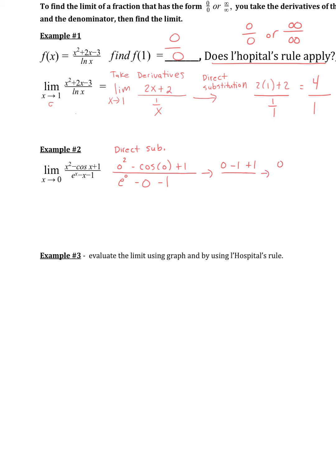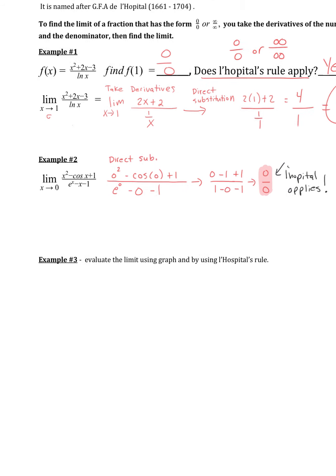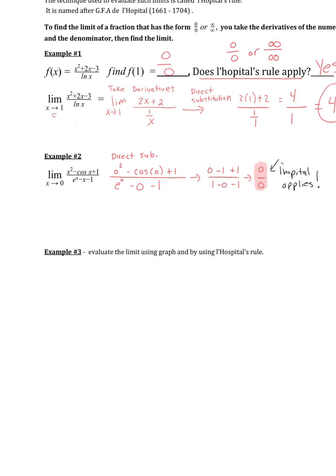On the bottom, e to the 0 gives us 1. Anything to the 0 power is 1. Minus 0 minus 1. That also gives us 0. So when we do direct substitution, we have an indeterminate form. That tells us that L'Hopital's rule applies. So now we go ahead and take the derivatives of both the numerator and the denominator.